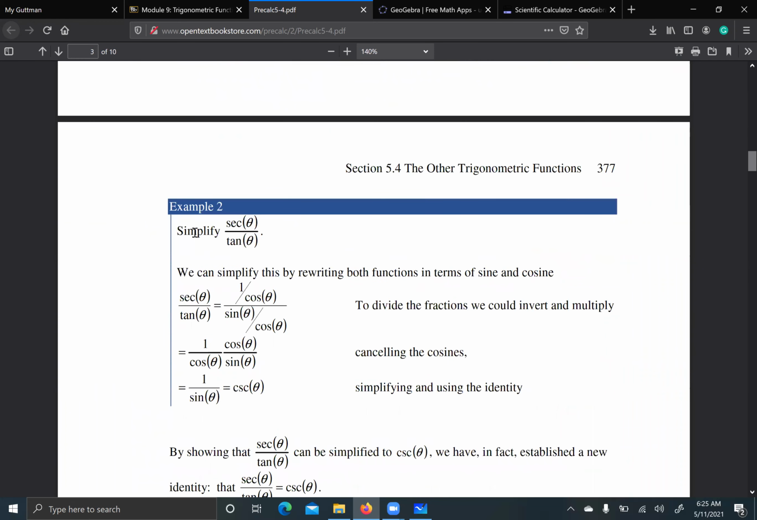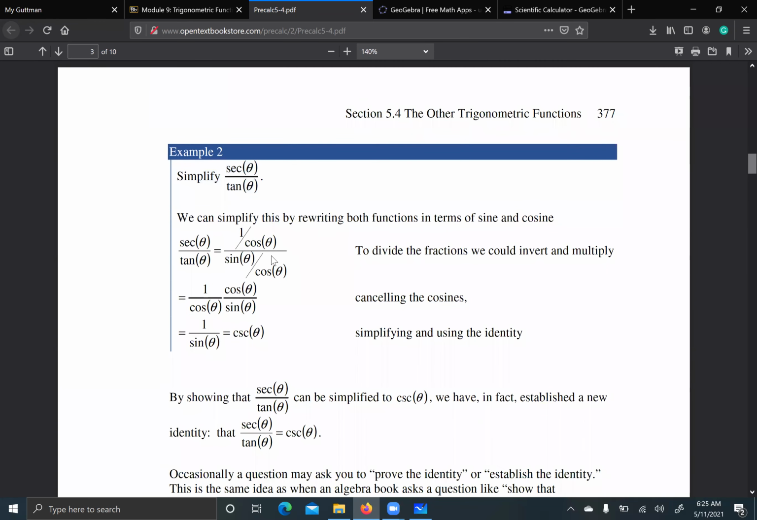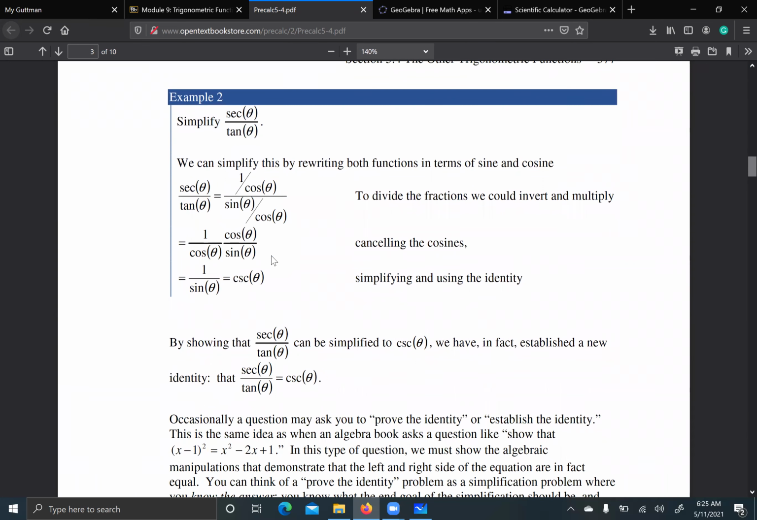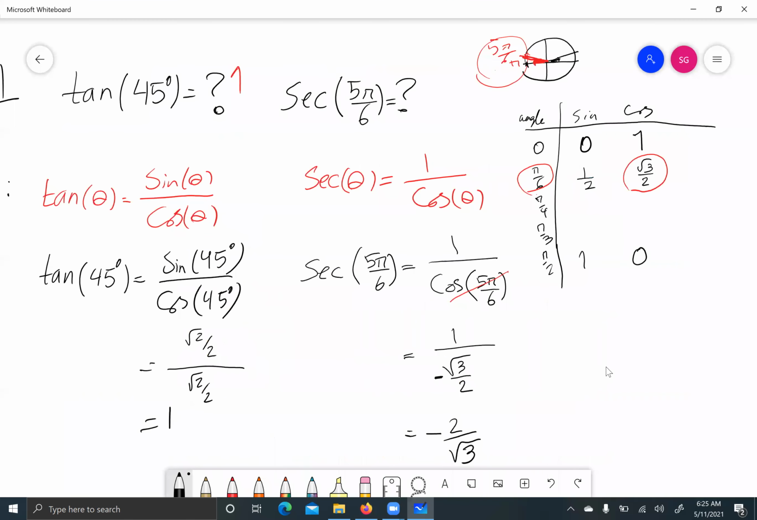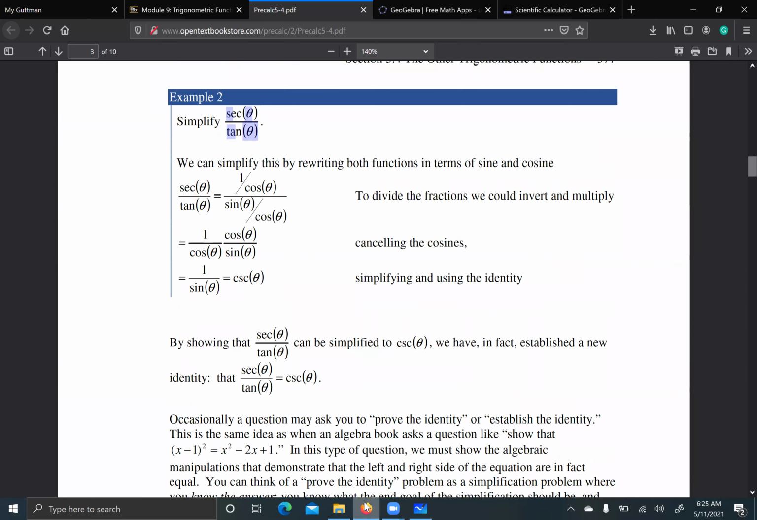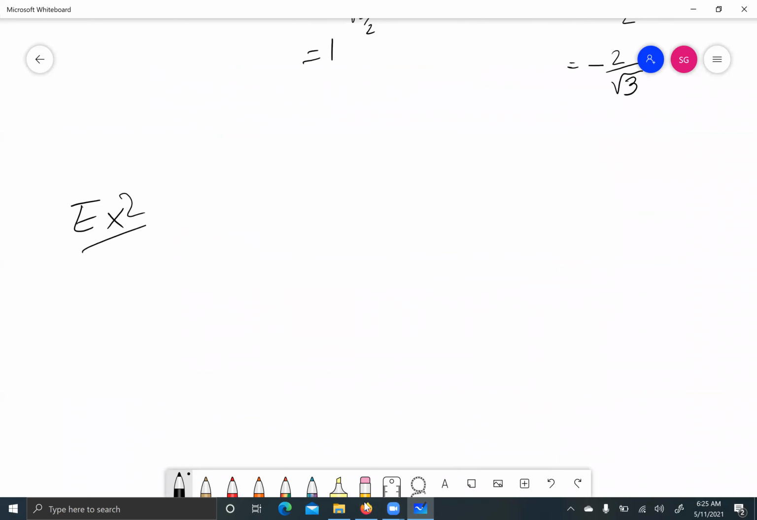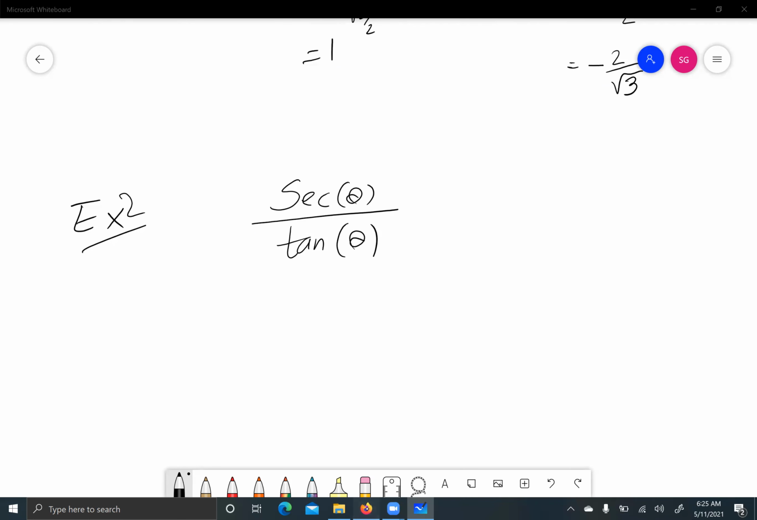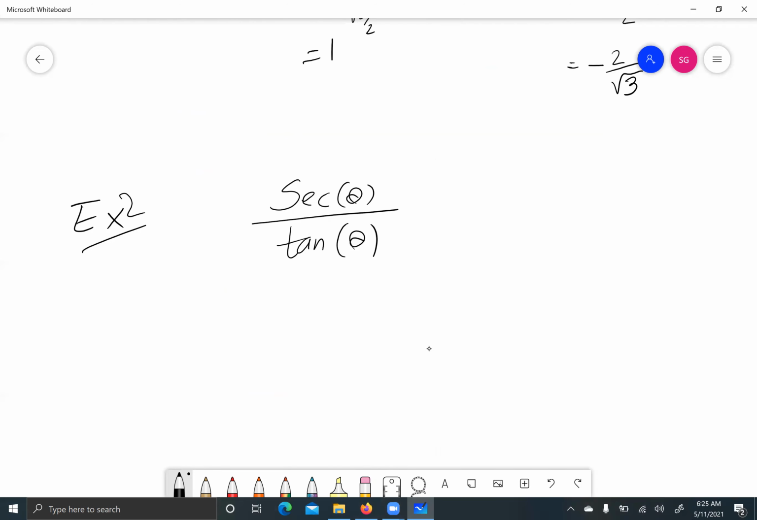Okay. Now, let's simplify this one. Sometimes you can play with these trig functions, create combinations of them, and then simplify them. For example, here we have secant over tangent. You can create any function that you want. In this example, this is example 2, we have secant divided by tangent, right? The question is simplify this.